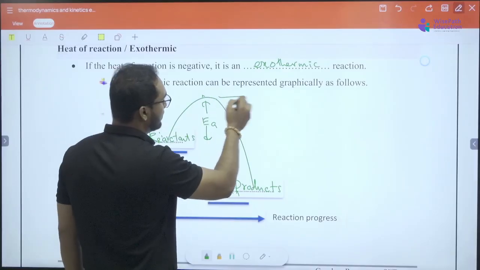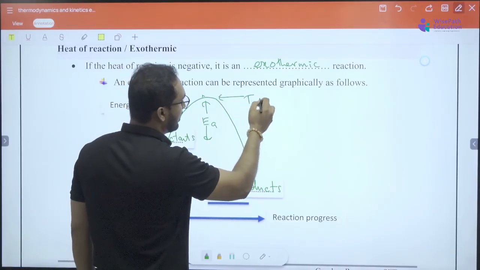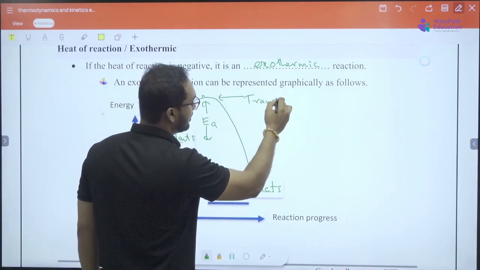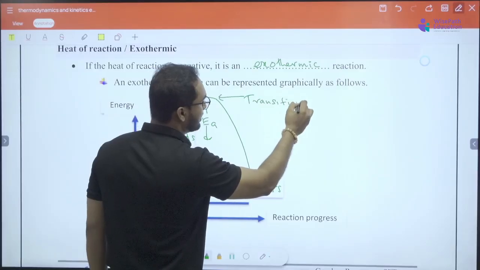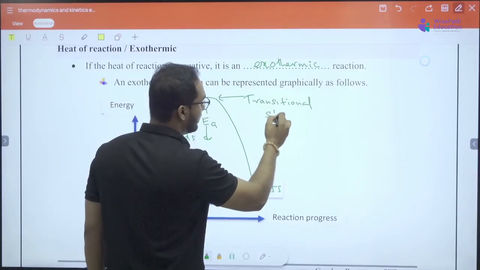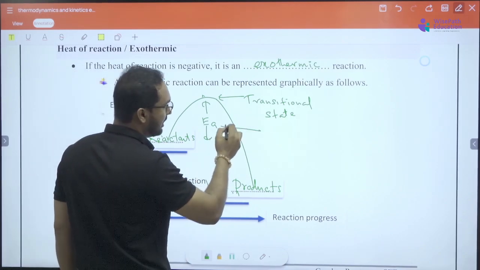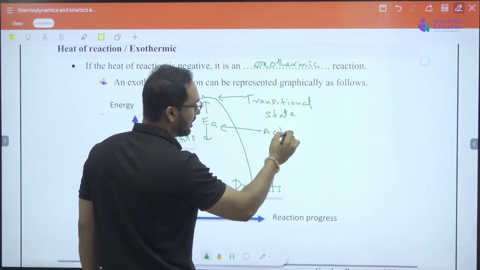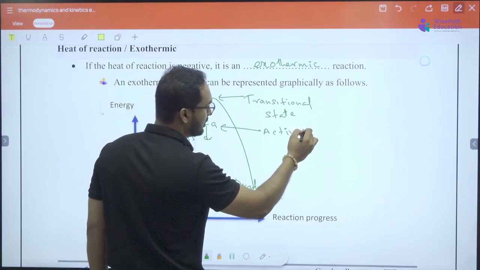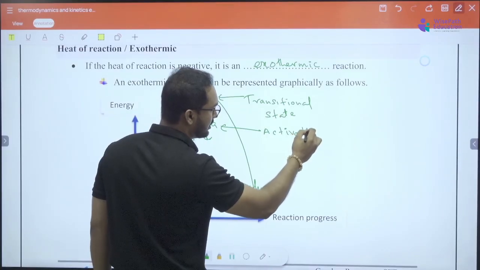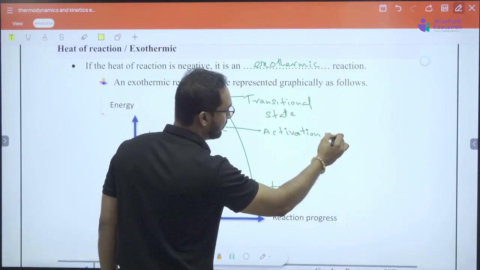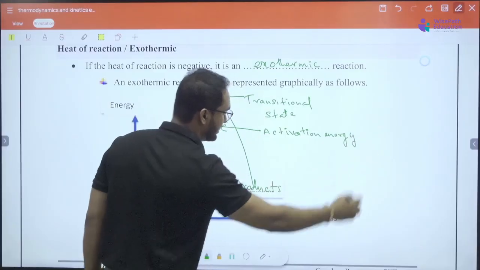So this is called transitional state, right? This is called transitional state, and this is called what? Activation energy. This is called activation energy.